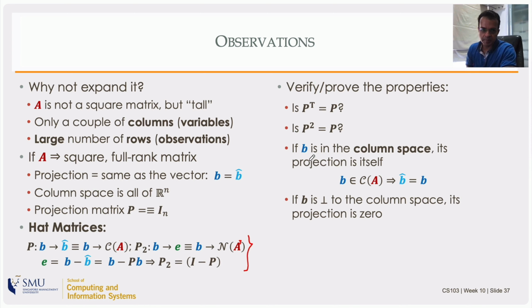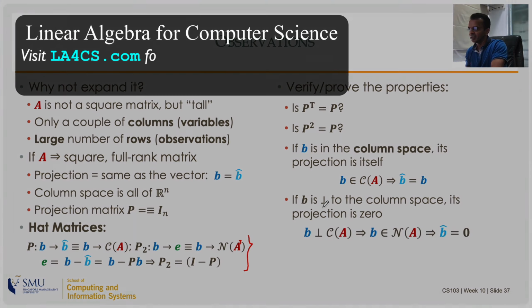If B is actually already in the column space, then the projection to the column space has to be B itself. And if B is orthogonal to the column space, then the projection is 0. All those things you should verify.